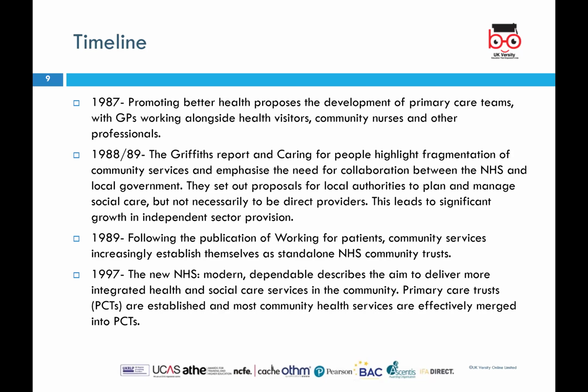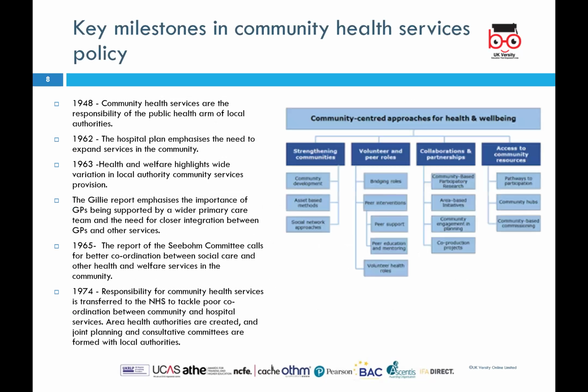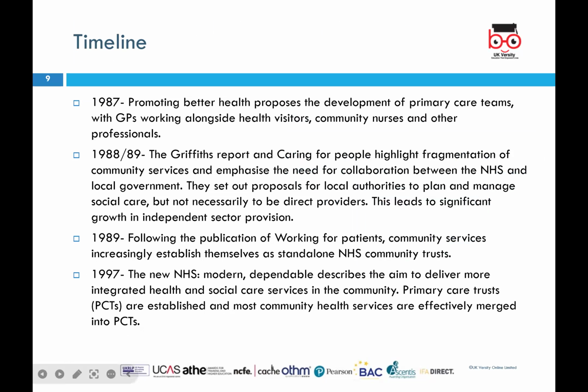So in 1989, there was publication of Working for Patients, and community services increasingly established themselves as standalone NHS community trusts. And in 1997, you had the new NHS that was modern. You could depend upon the NHS because you had all these previous reports from 1948 up till 1989 that focused on health, that focused on communities that had services, but they were fragmented. So you had an all new modern NHS, with most community primary care trusts.